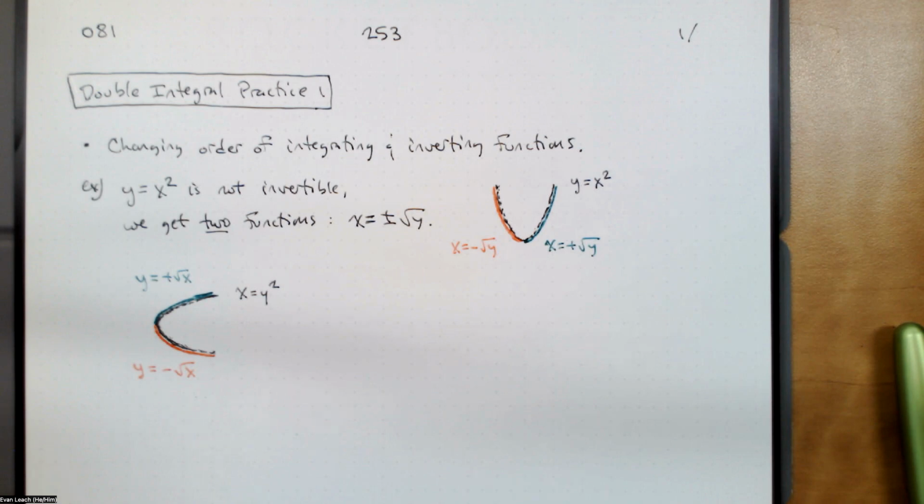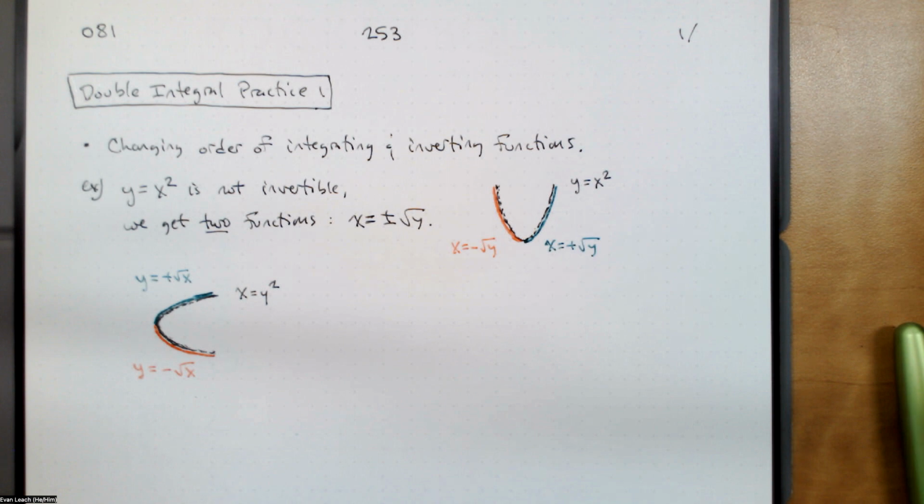So if we have a region that has the top and the bottom half of an x equals y squared parabola, we just have to describe the top half with y equals positive square root of x and the bottom half with y equals negative square root of x. So we have to be conscious of how we invert our functions, especially when they aren't invertible.